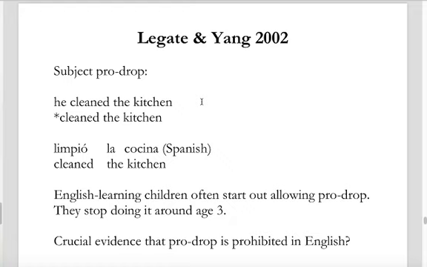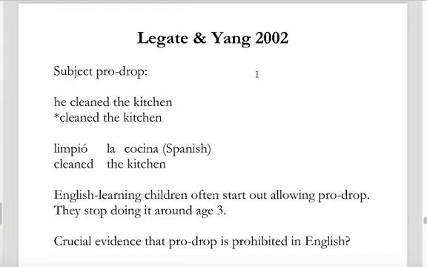How are children going to figure that out? From listening to the language being spoken around them. English learning children often start out allowing pro-drop, right, or using pro-drop, but they stop doing it around age 3. So how are English learning children figuring out that the language being spoken around them is English and not Spanish? What are they going to use as crucial evidence that we don't allow subject pro-drop in English?